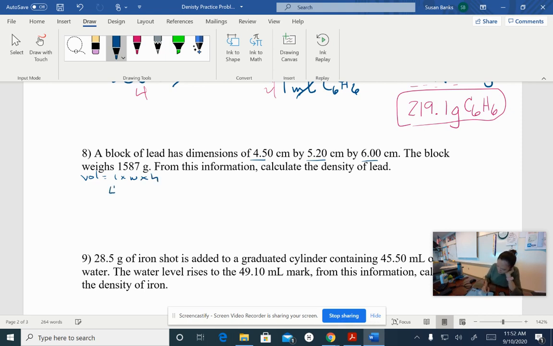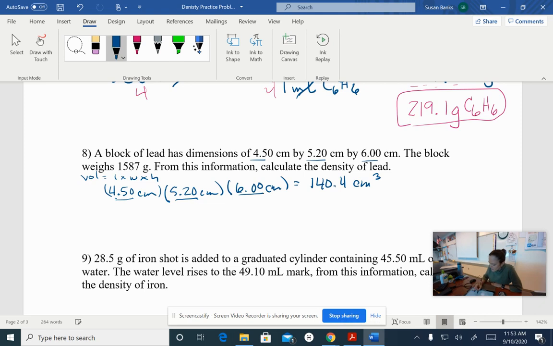So we're going to take the 4.5 centimeters. We're going to multiply it by the 5.20 centimeters. And we're going to multiply it by the 6 centimeters. So here we go. 4.5 times 5.2 times 6. We get 140.4 centimeters cubed. Now, in all reality, we have 3 sig figs here, we have 3 sig figs here, and 3 sig figs here. Here I'm using 4. I really should round to 140.0, but once again, I'm not done.